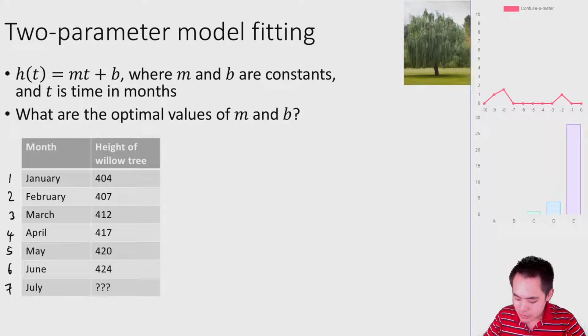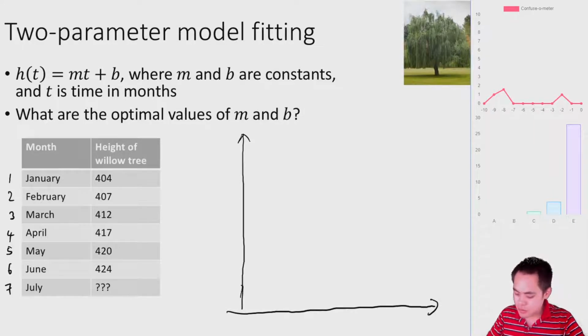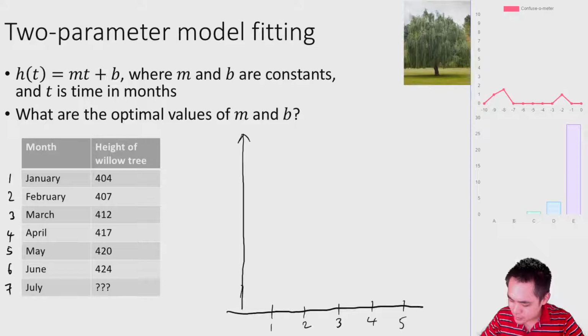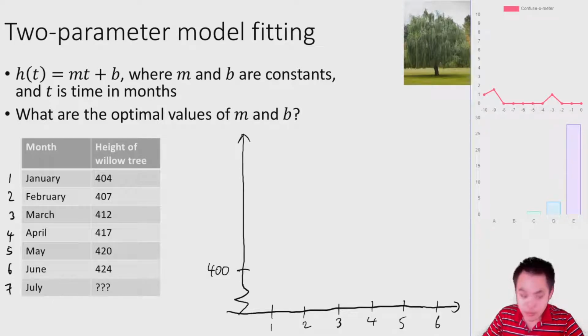So let's try graphing out all these data points. Let's see, this is month 1, 2, 3, 4, 5, 6. So those are the only months we have. And I'm going to do one of those silly things, and I'm going to have a big jump in my axis. So this is going to be 400, 410, 420, and 430.